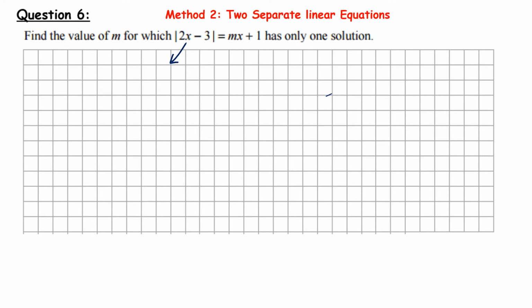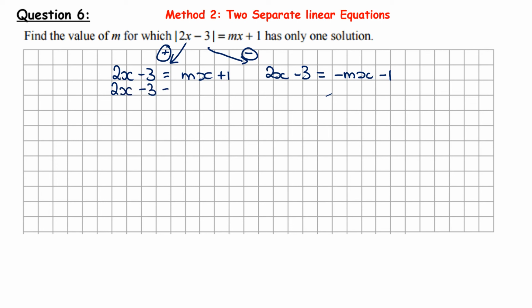So scenario 1 is where this thing is already positive. So 2x minus 3 is positive and it's just equal to mx plus 1. The second scenario here is if that was negative. So if that was negative, effectively the sign has to change. So it was equal to minus mx minus 1. However, the signs then change to make it positive. So we have two different linear equations here, and we want to find where m has only one solution. So there's only one value for m. So if we can isolate m in both cases, then they should be equal.